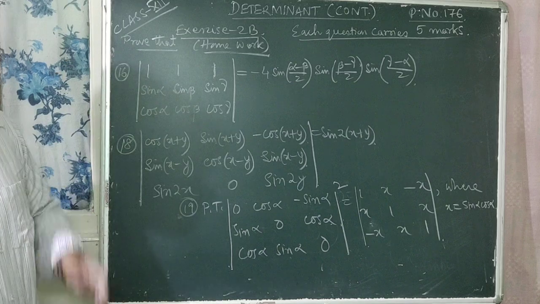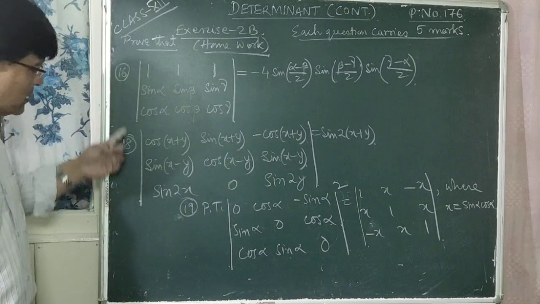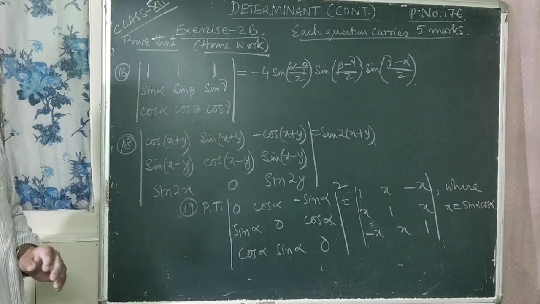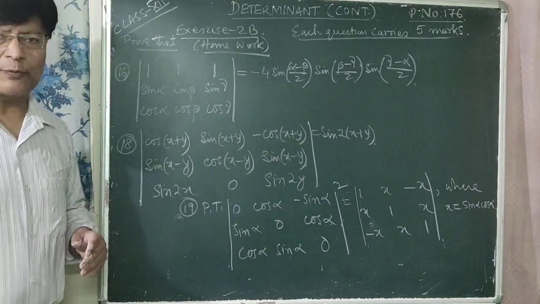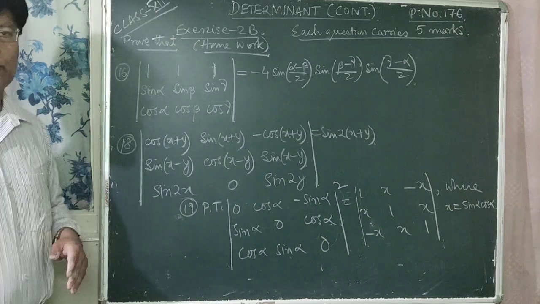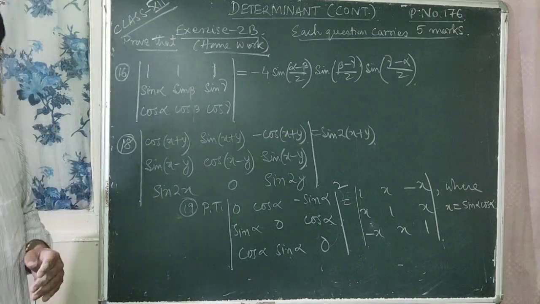So these are your homework, that is 16, 18 and 19. So this much is for today. You can revise all the problems that we have done so far. In the next class we'll do more problems. Okay, thank you.